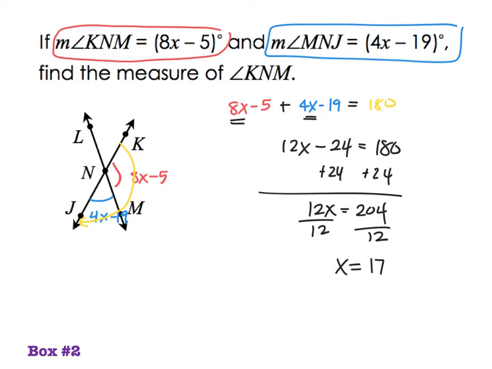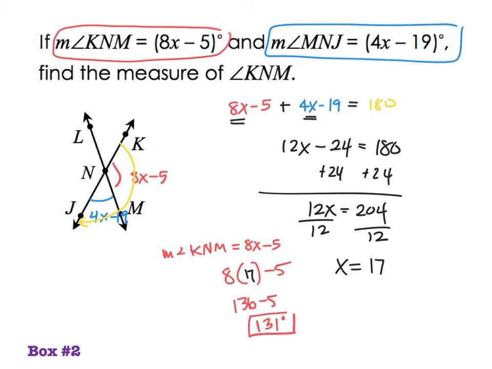Now, they didn't ask me for the x value. They're asking me to calculate the measurement of angle KNM, which equals 8x minus 5. So I have 8 times x minus 5, and again, I already know my x, it's 17. So 8 times 17, I have 136 minus 5, which gives me 131 degrees. Okay.